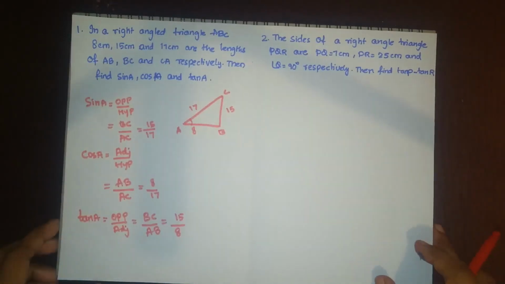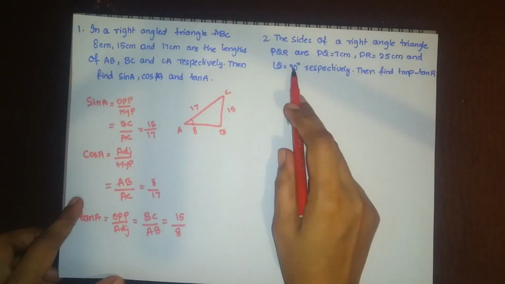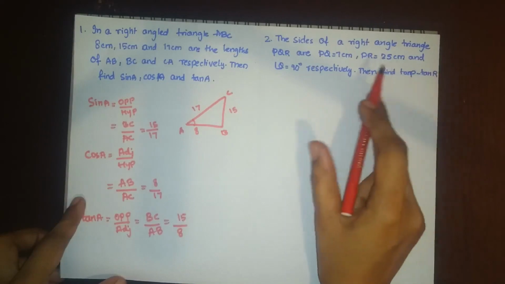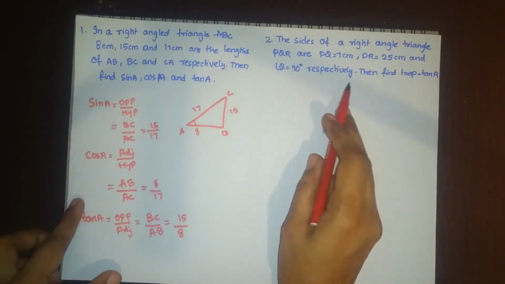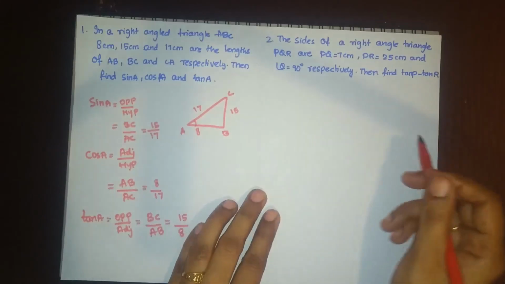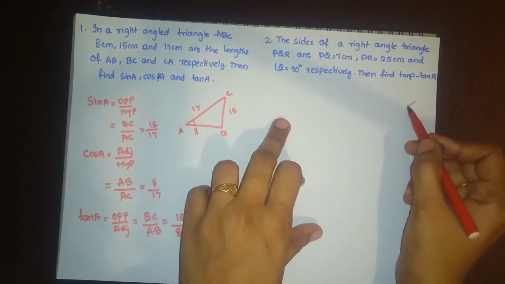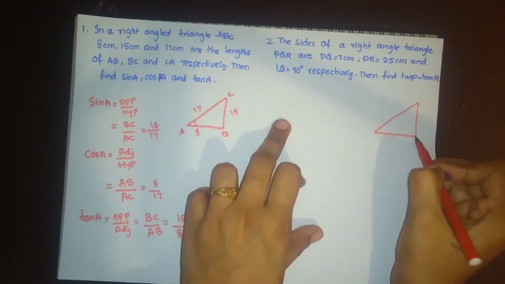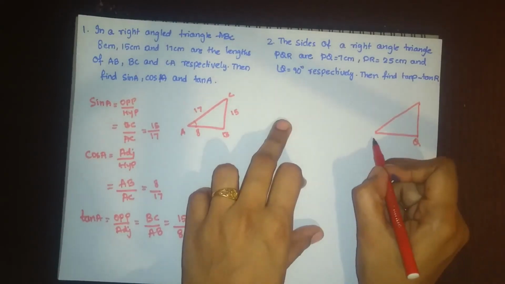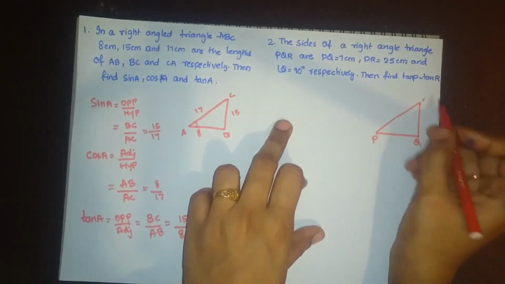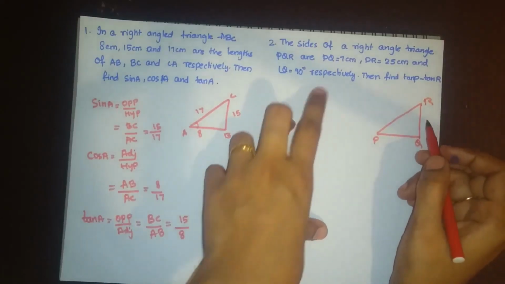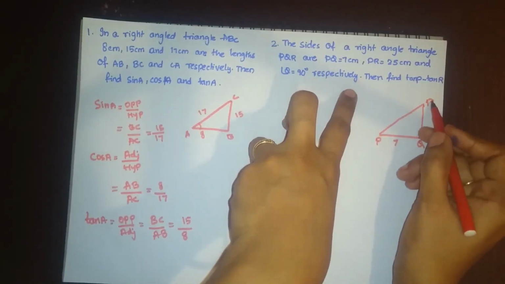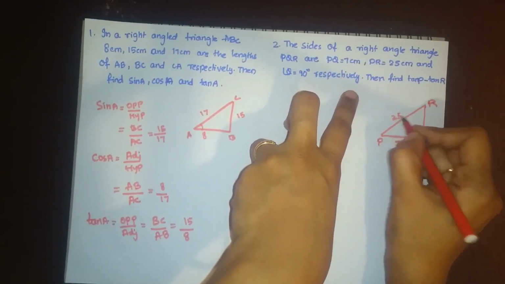Now, the second question. The sides of right angle triangle PQR are PQ equal to 7 cm, PR equal to 25 cm and angle Q is 90 degrees respectively. Then find tan P minus tan R. It is given that in a right angle triangle, where is the right angle? Q. P, Q and R. What is length of PQ? 7 centimeter and the length of PR is 25 centimeter.